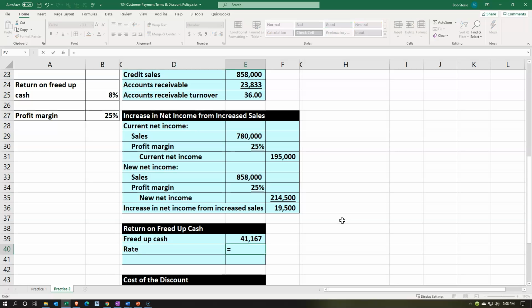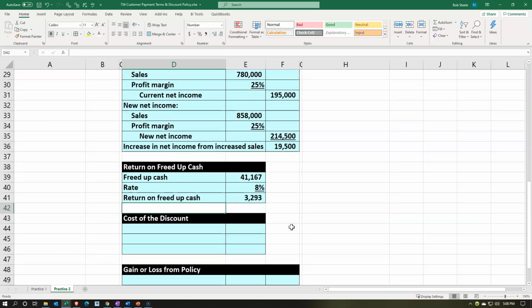So we're going to say, all right, we're going to get a return in one way or another, a benefit of 8% through the use of that cash. So we're going to say home tab number 8%, home tab font group underline, and that's going to give us our return on freed up cash, which is going to be equal to the 41,167 times the 8% for the 3,293.